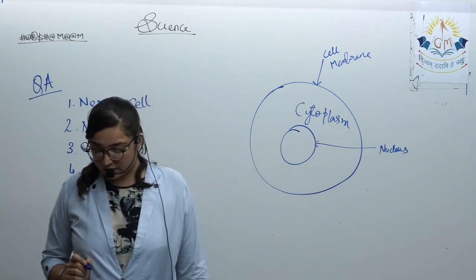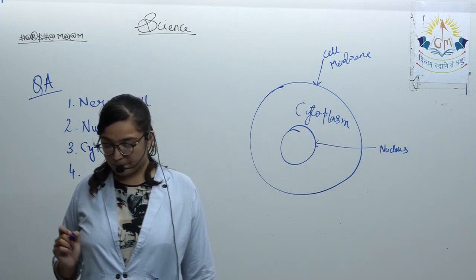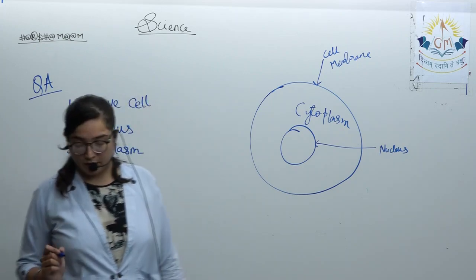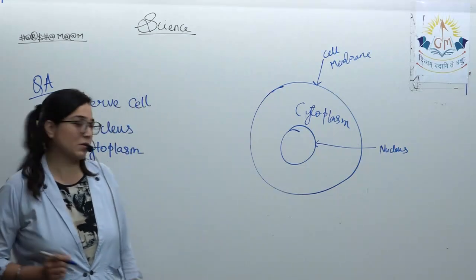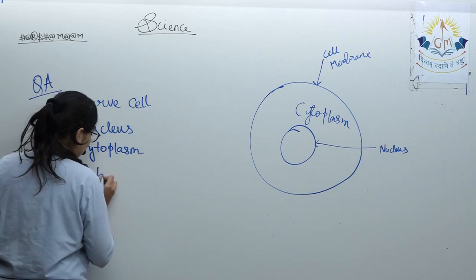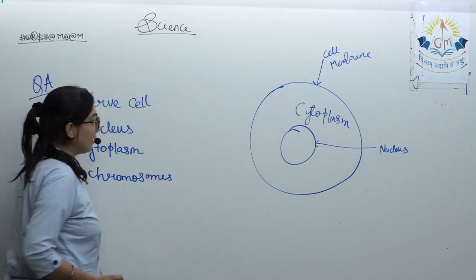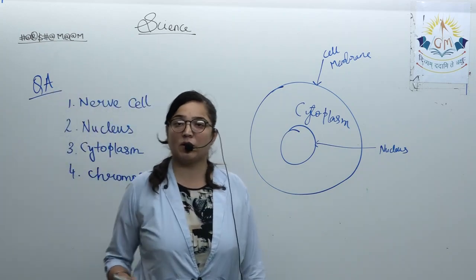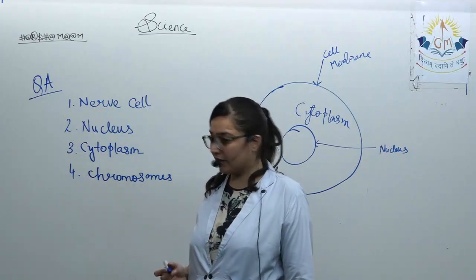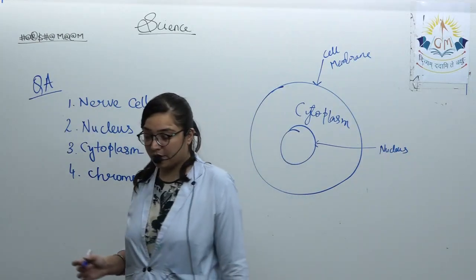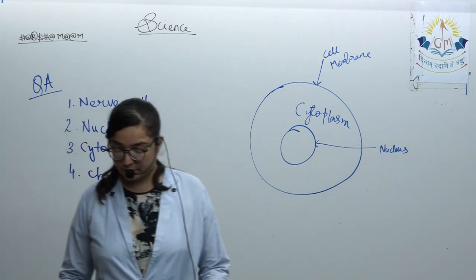Next, what is the thread-like structure composed of DNA called? The thread-like structures, they are the chromosomes. Actually, they are chromatids. When you come to class 9, we will study in detail what chromatid and chromosome are. But here at class 8 level, you can write the answer as chromosome.